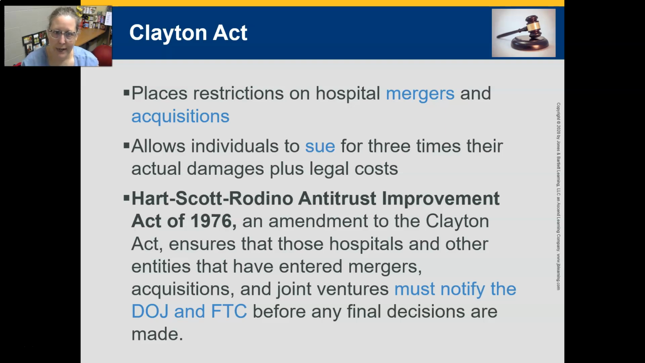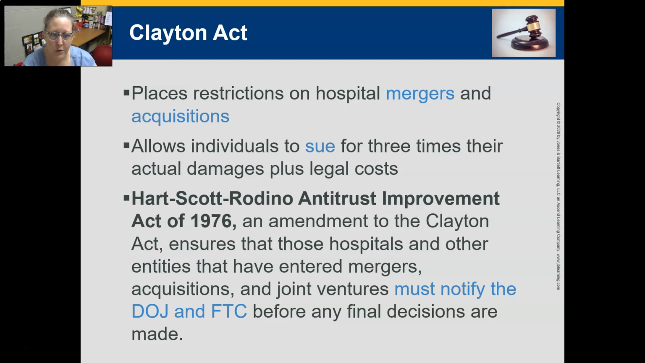The Clayton Act placed restrictions on hospital mergers and acquisitions, and it allowed individuals to sue for 3 times their actual damages plus legal costs. Again, if hospitals merge and acquire and grow into big networks, it could take over all of the entities in an area and eliminate choice, right?